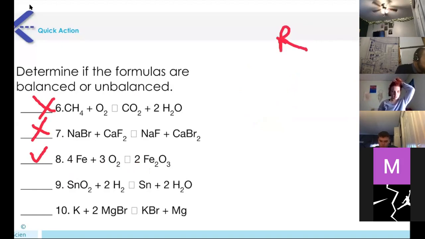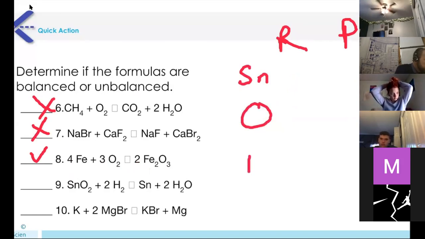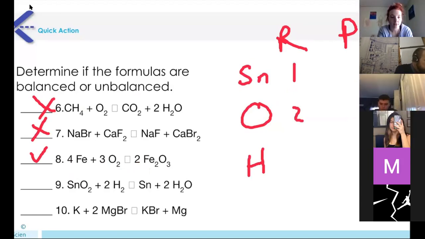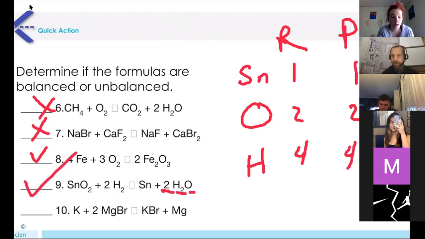Reactant. Product. Tin. Oxygen. Hydrogen. We have 1. We have 2. We have 4. We have 1. We have 2, right? 2 times 1. We have 4. 2 times 2. Oh my gosh, yeah. 2 in a row.